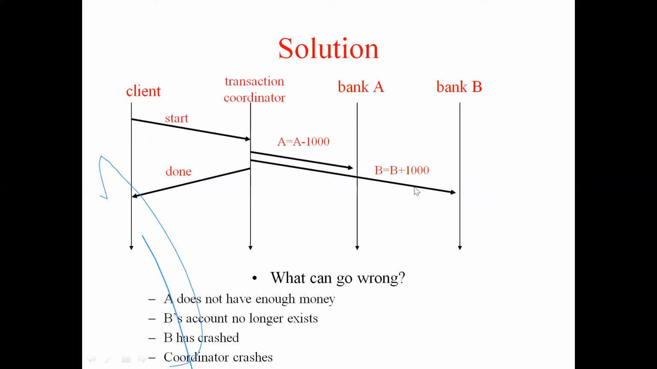B's account had to be credited, but there is no B's account. Third, B has crashed. Fourth, coordinator crashes. So, multiple examples of failures that may take place.